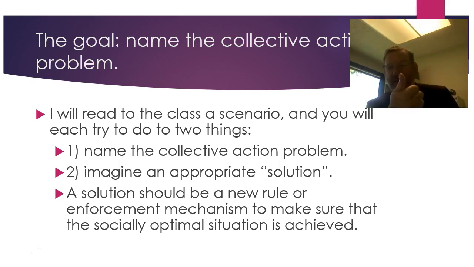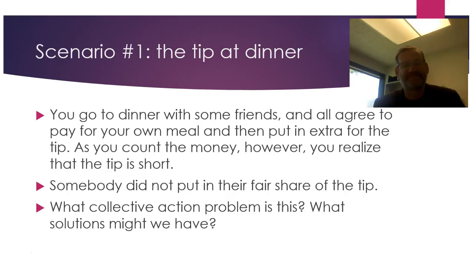One, you'll try to name the collective action problem. Two, you'll imagine an appropriate solution. So what solution could we have? And a solution should be a new rule or enforcement mechanism to make sure that the socially optimal situation is achieved. So for each one of these, just have, case number one, I put scenario number one, and then name the problem, imagine the appropriate solution.